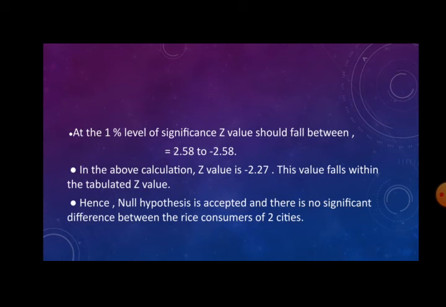Since it is the 1% level of significance, the tabulated value is 2.58 and the Z value should fall between 2.58 and minus 2.58. Our Z value comes up to minus 2.27, so this falls within the range. So here the null hypothesis is accepted and there is no significant difference between both the cities.